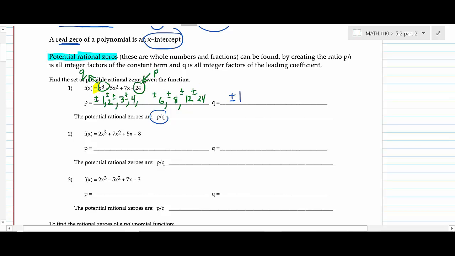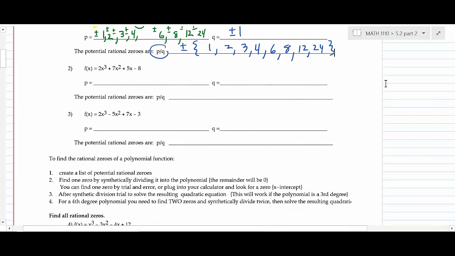So what you do is take every P over Q. If you did this, 1 over 1 would be 1. I don't mind if you do it this way, just put the plus and minus in front of a parenthesis. So 1 over 1 is 1, of course 2 over 1 is 2, and so forth. 3 over 1 is 3, 4, 6, 8, 12, and 24. In that case, all I'm doing is a ratio. Every P over Q just gives you the same list, doesn't it? Okay, so that's how that goes.